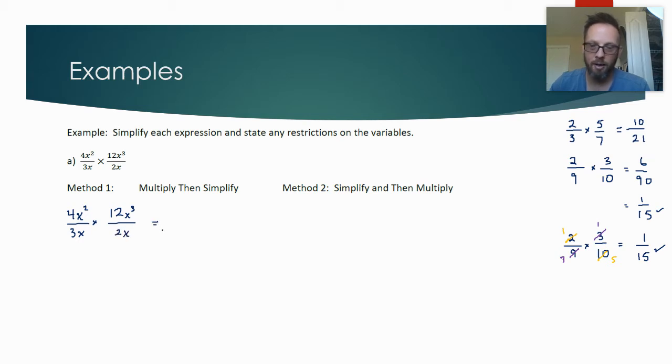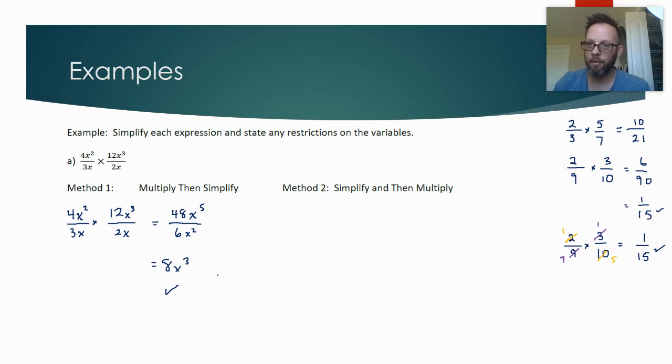You learned in your grade 9 math course how to multiply monomials. We use our exponent rules. 4 times 12 is 48. x squared times x cubed, you add the exponents, that's x to the power 5. On the bottom, 3 times 2 is 6, x times x is x squared, and now we can simplify. 48 divided by 6 is 8. x to the power of 5 divided by x squared is x to the power of 3. And that's fully simplified. The one thing we do with these questions too is we state restrictions.